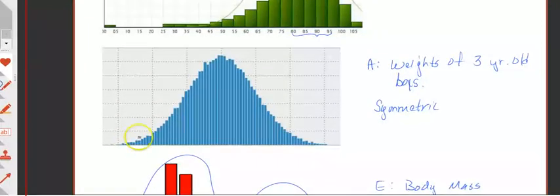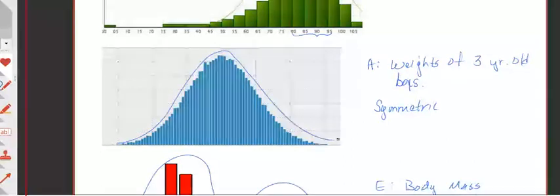Okay, here was a nice picture, a nice symmetric curve. And I would choose the weights of 3-year-old boys for this particular curve because it's symmetric, and this is a phenomenon that occurs. If I take one single population like 3-year-old boys and I determine their weights, then we will end up with a symmetric graph. If I did the weights of 3-year-old girls, I would have a nice symmetric graph. If I did the heights of women, I will get a nice symmetric graph with one peak. The heights of men, symmetric graph with one peak.